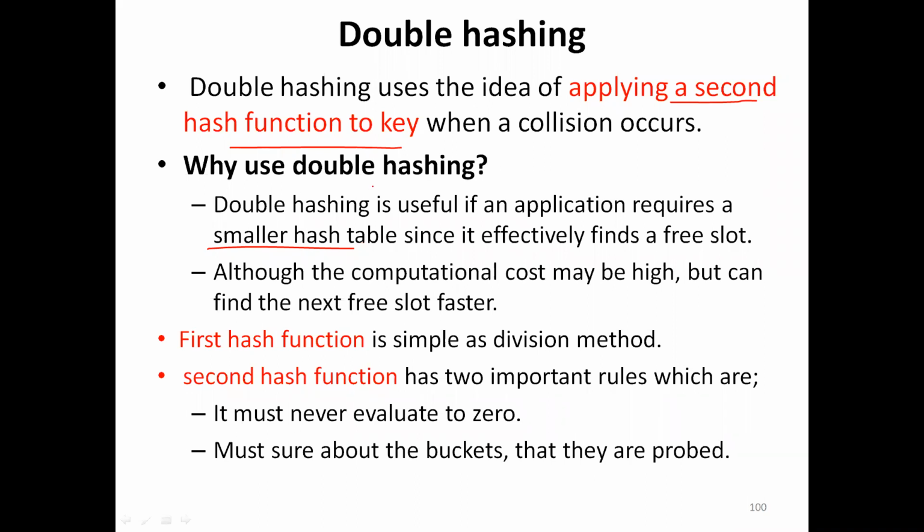This double hashing effectively finds the free slot. Even though the computation cost may be high, it can find the next free slots faster. The computational cost is what we refer to as the time complexity or the space complexity. Whenever we say computational, we refer to the time complexity. Next we'll discuss the analysis of algorithms, the last part of this unit, so that we'll come to know what computational cost is. Even though it is a bit difficult, it finds the next slot much faster. That is the reason we are moving to double hashing.